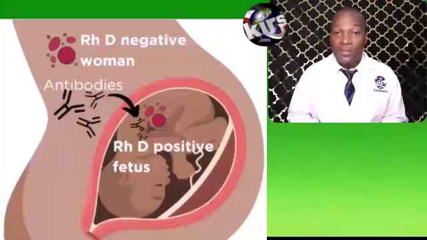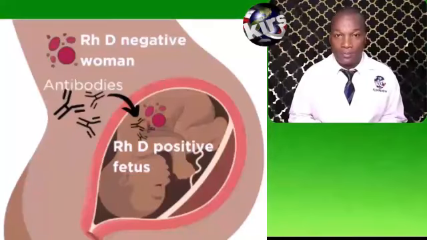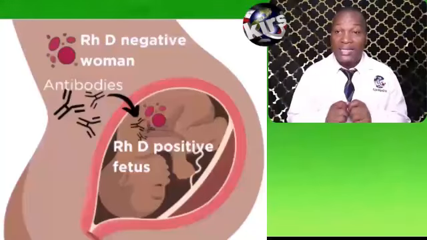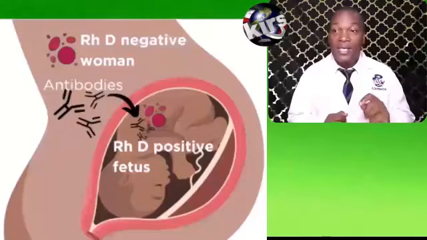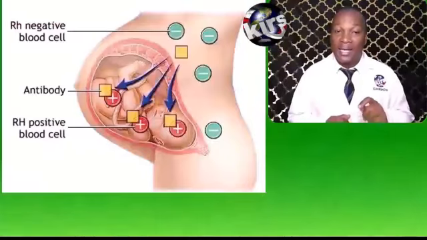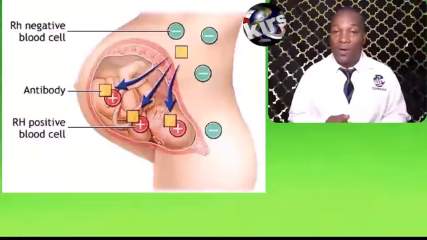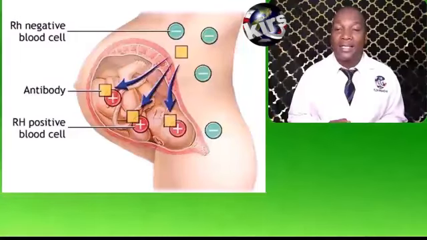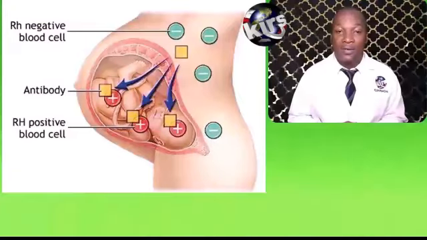The mother's immune system could recognize the rhesus positive blood as a threat and start producing antibodies. While this usually doesn't affect the first pregnancy, these antibodies can attack the red blood cells of future rhesus positive babies, leading to a serious condition called hemolytic disease of the newborn.